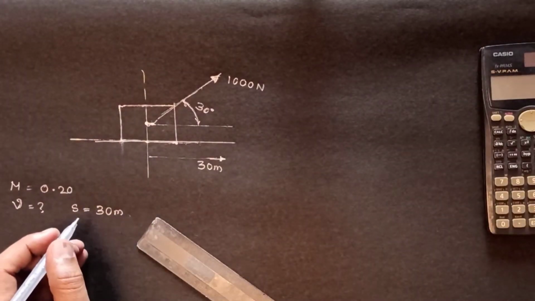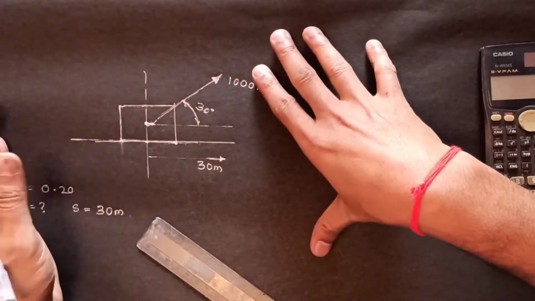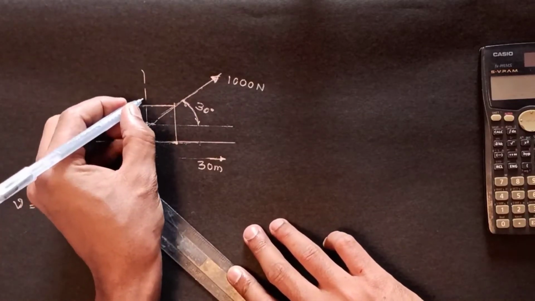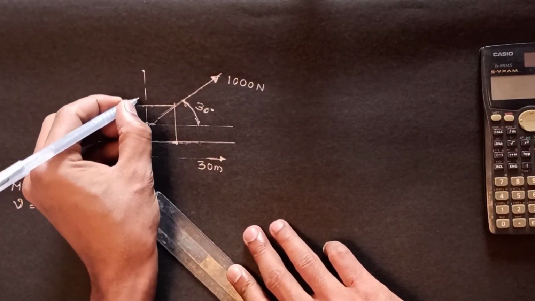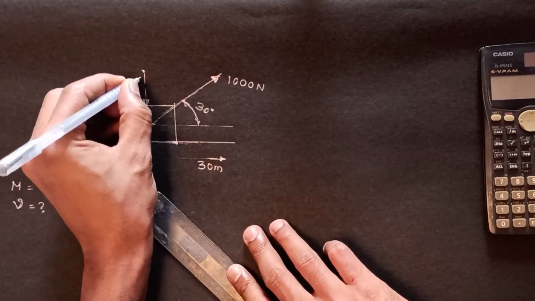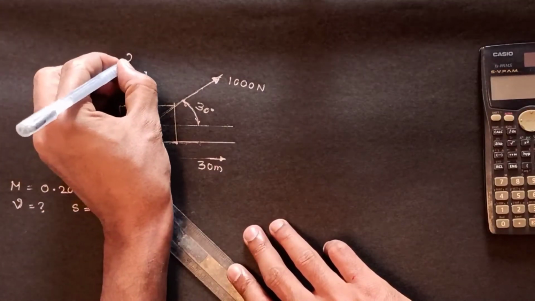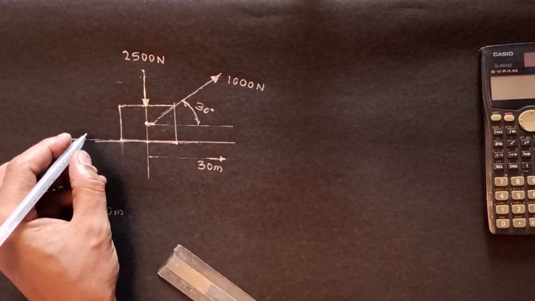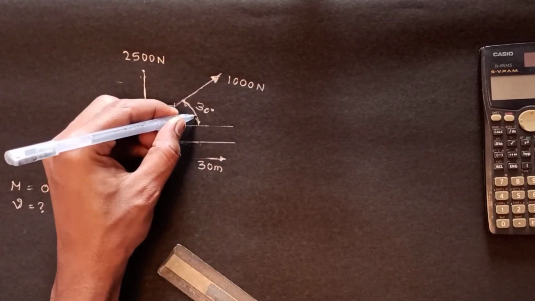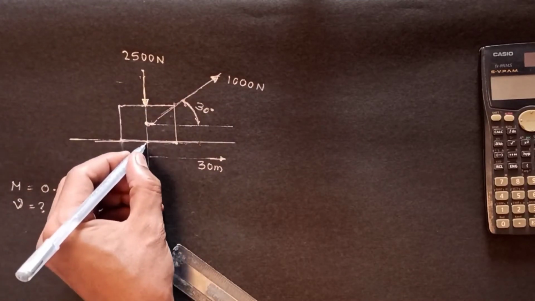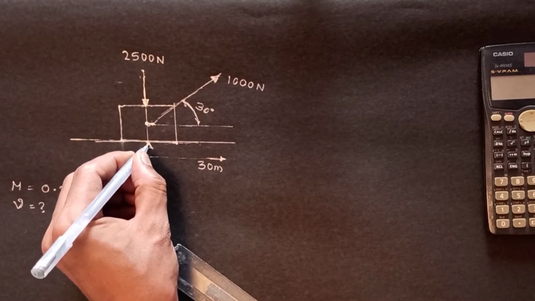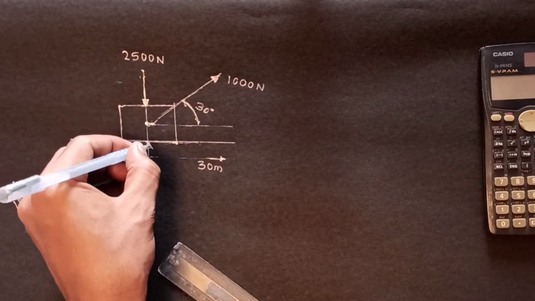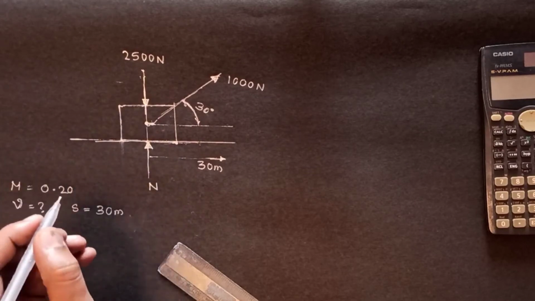First, before solving the problem, you have to construct a free body diagram. This is the weight, given as 2500 Newton, acting downward. The weight of the body acts downward, that is 2500 Newton, and 1000 Newton acting at 30 degree, and there will be a reaction force acting upward, that is N. There is no change in the diagram.